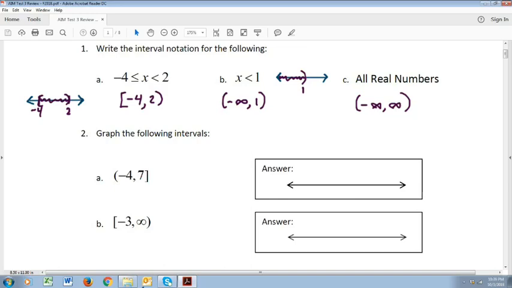On number 2, it says graph the following intervals. So again, it's going to look almost exactly the same on the number line. The only difference is we're shading in between instead of putting the comma there. So again, that's the numbers between -4 and 7, including the 7, but not the -4. Alright, on letter B, we have the numbers greater than or equal to -3. And so we'll start at -3 and go to the right. And so that's the set of numbers greater than or equal to -3.